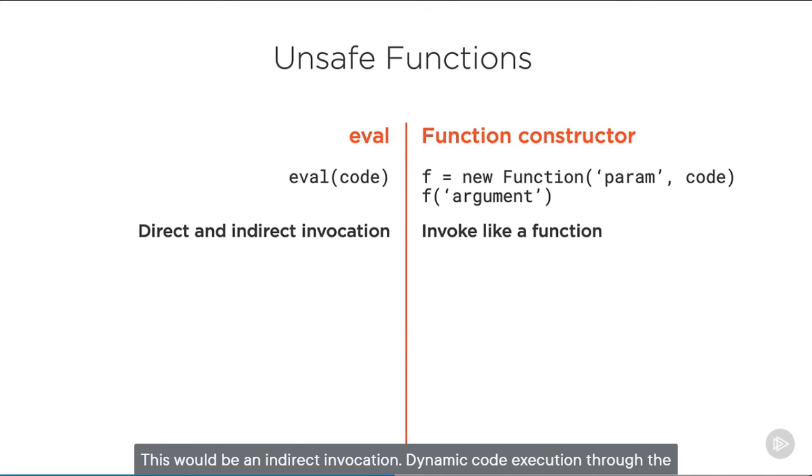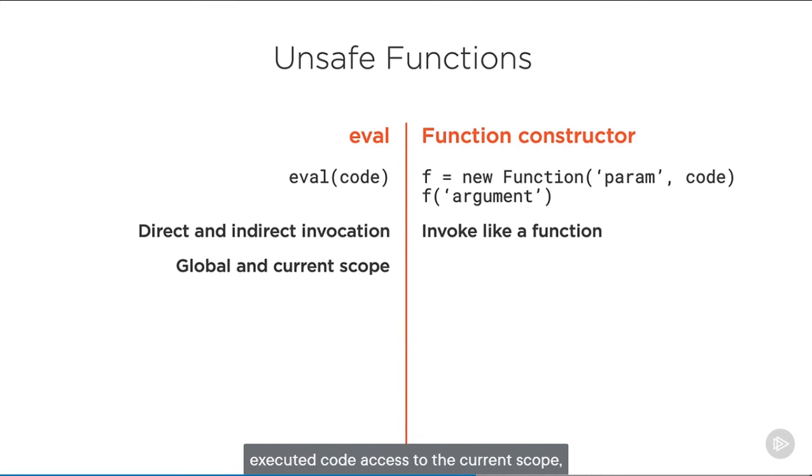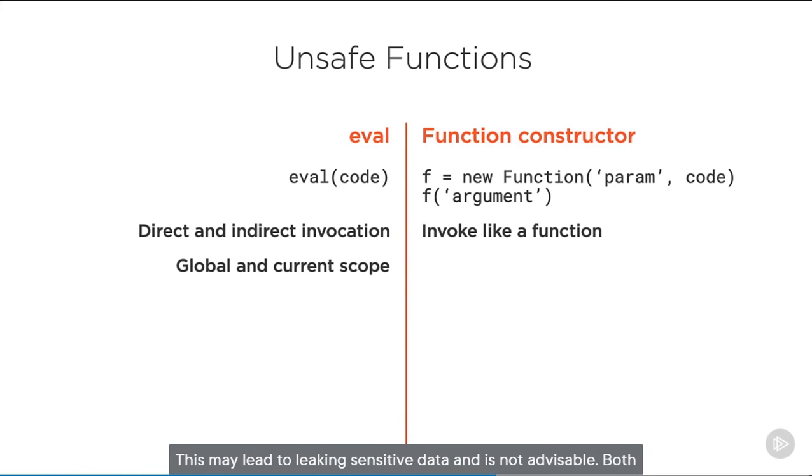Dynamic code execution through the function constructor is much simpler. We invoke it like a function through the object returned by the new operator. There are very subtle differences between those two mechanisms. Direct invocation of the eval function gives the executed code access to the current scope, including local variables. This may lead to leaking sensitive data and is not advisable.